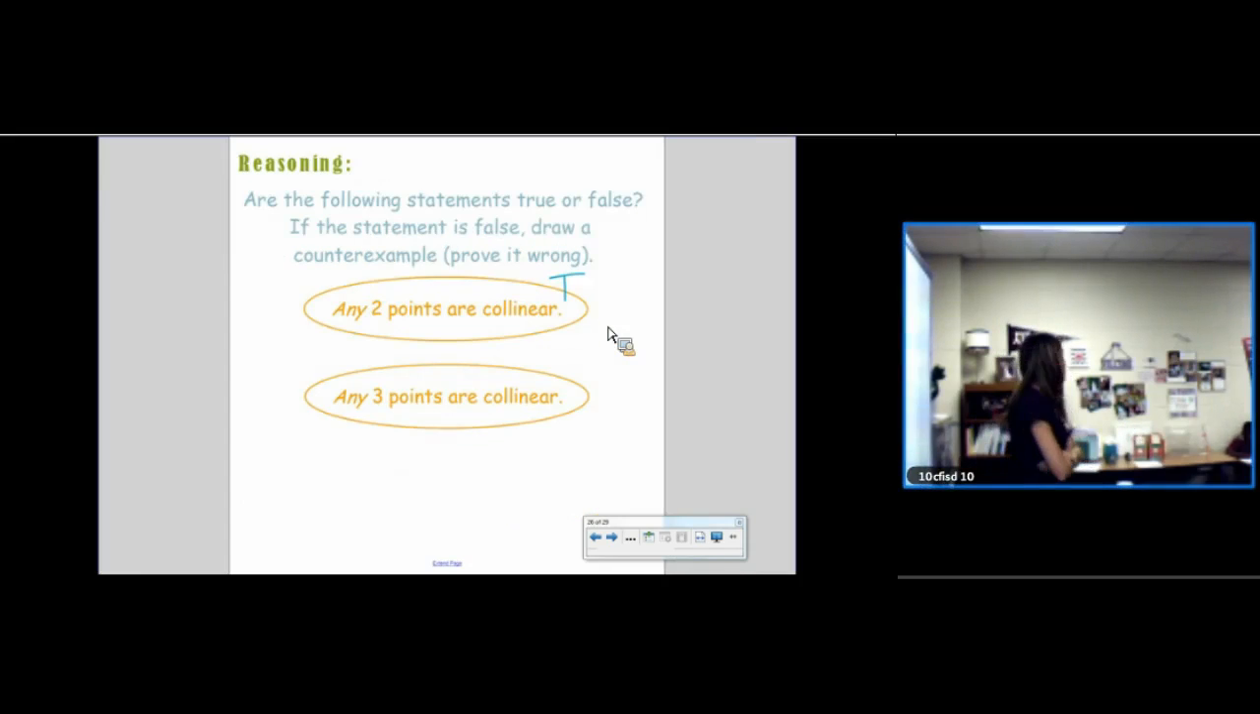Any 3 points are collinear. True or false? Draw me a counterexample on your board. Show me it's false. Show me 3 points that I couldn't draw a line through. It's pretty easy, huh? 1, 2, and then put it anywhere else, just not in a row. I can't draw one line and hit all 3 of those points. It's impossible. So this one was true, but this one was false.